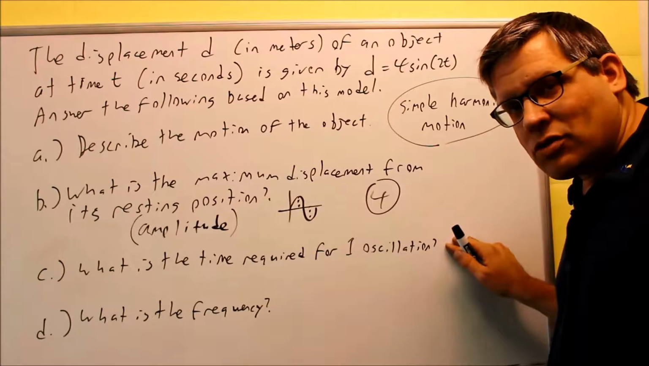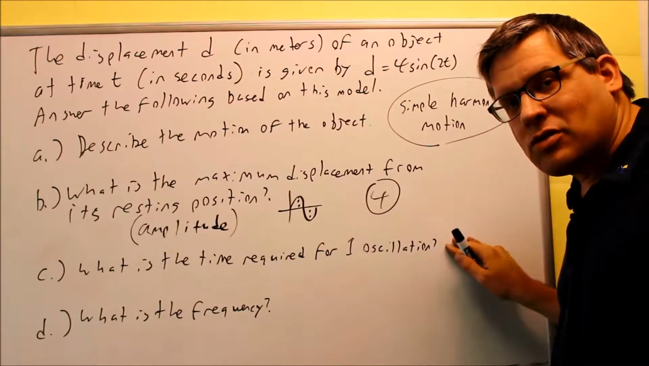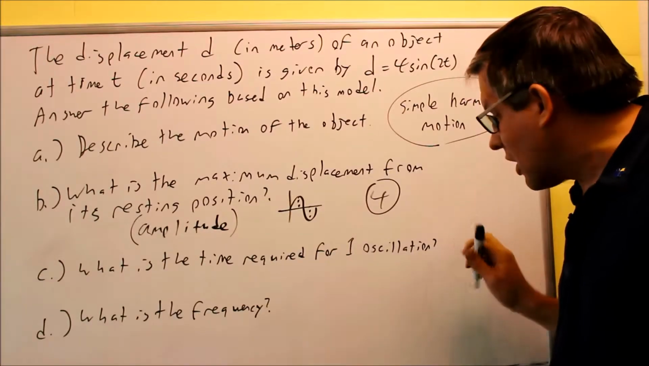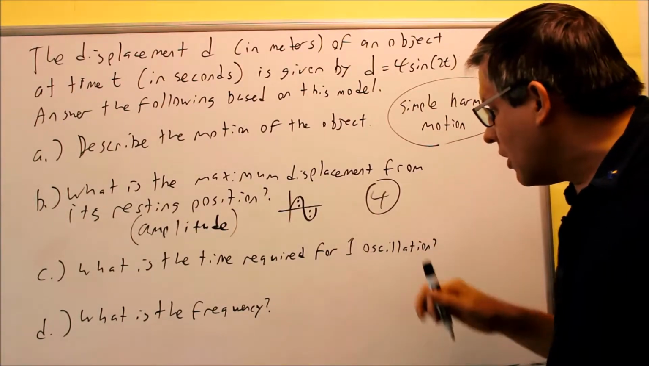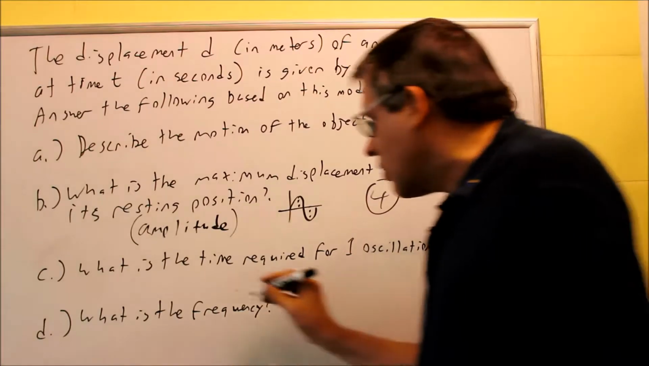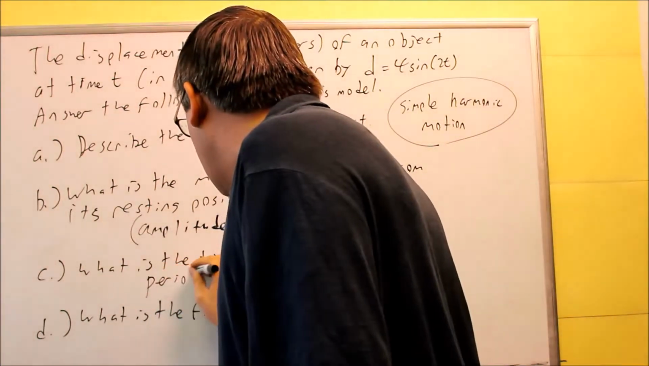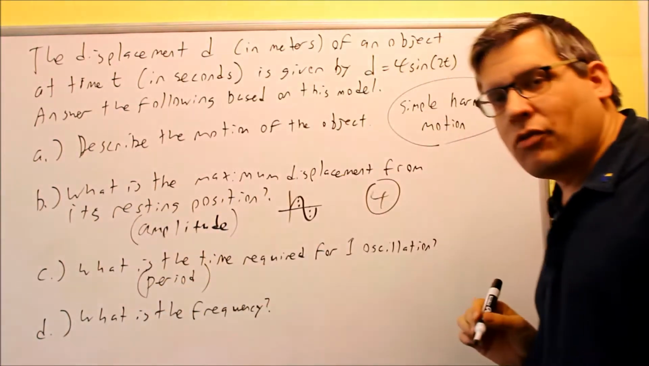Now this one says, what's the time required for one oscillation? This is actually the definition for period. The period would be the amount of time it takes one cycle to repeat. In this case, we're using the word oscillation instead of the word cycle, but again, it's really the same thing. So this is nothing more than your period is really what it's asking for.